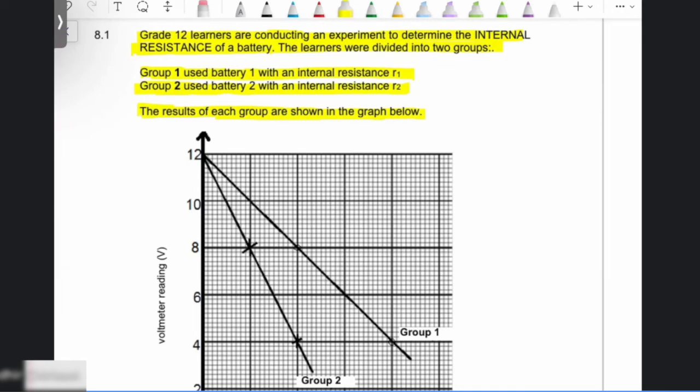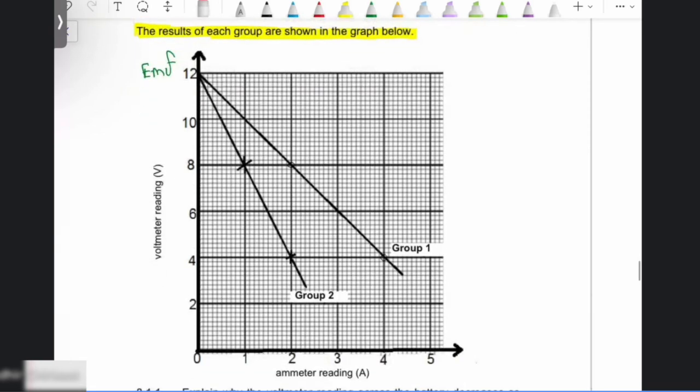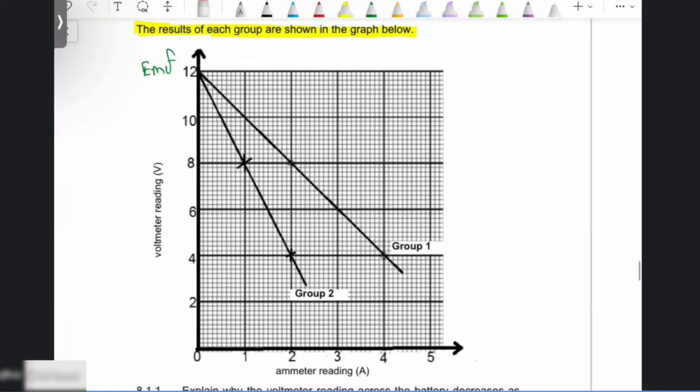Okay, so what we noticed is that both of them have the same EMF. So the maximum voltage output here is 12. Right? So the maximum voltage output for both of these is 12. Here we have it as voltage over current, so that would be our gradient here.